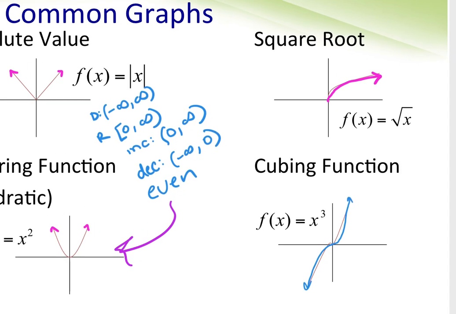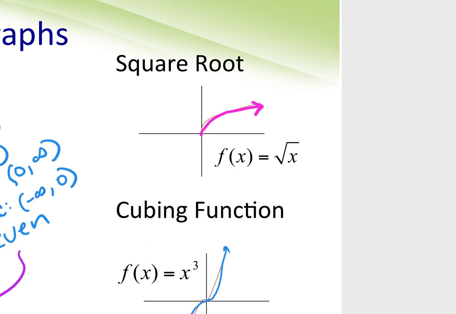What's the domain on the square root? 0 to infinity with a bracket on the 0. What's the range on the square root? 0 to infinity, bracket on the 0. What part is increasing? 0 to positive infinity. Is there a decreasing? Is there a constant? No. And we just said this would be a neither function. It is not even nor odd.